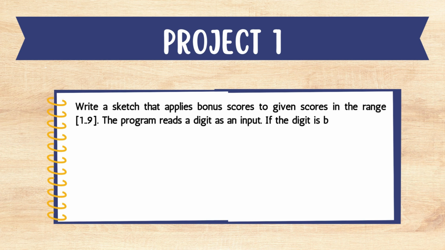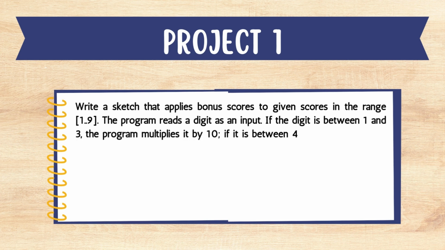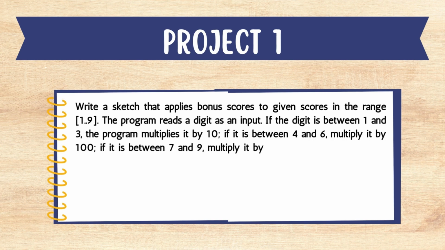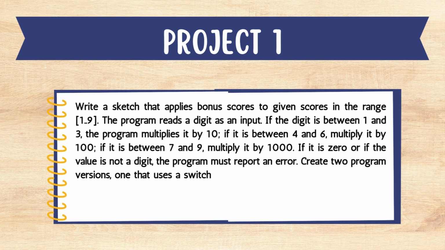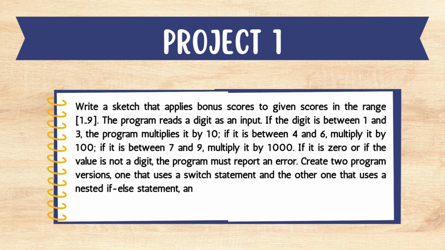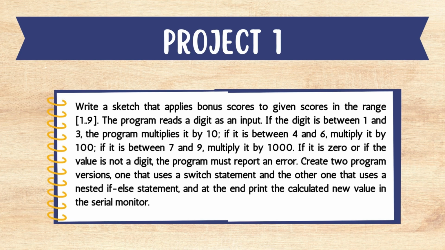If the digit is between 1 and 3, the program multiplies it by 10. If it is between 4 and 6, multiply it by 100. If it is between 7 and 9, multiply it by 1000. If it is 0 or if the value is not a digit, the program must report an error. Create two program versions, one that uses a switch statement and the other one that uses a nested if-else statement, and at the end print the calculated new value in the serial monitor.